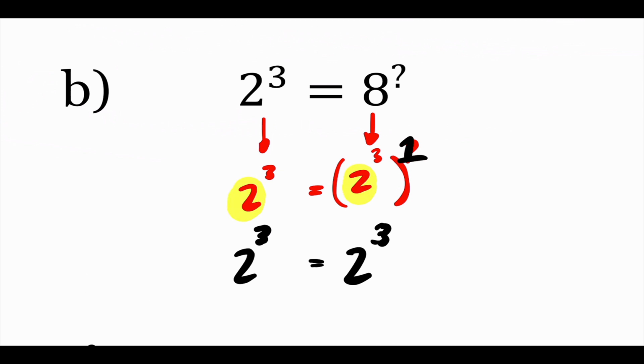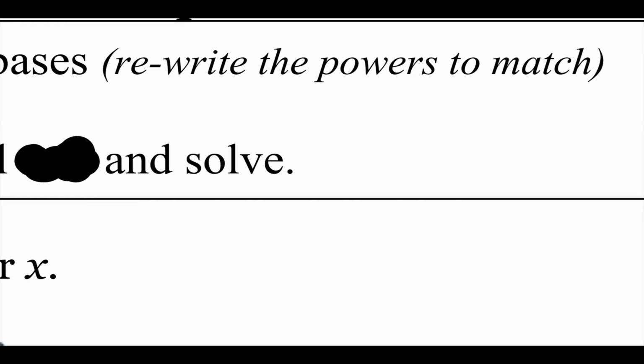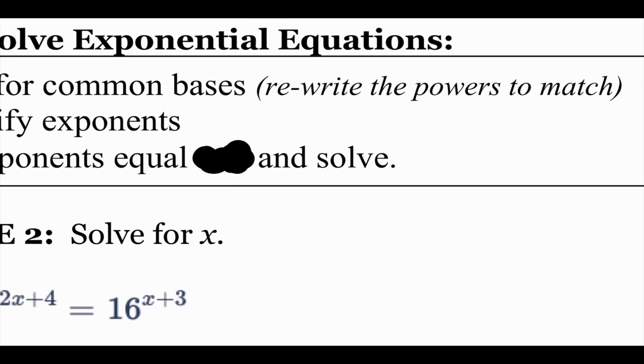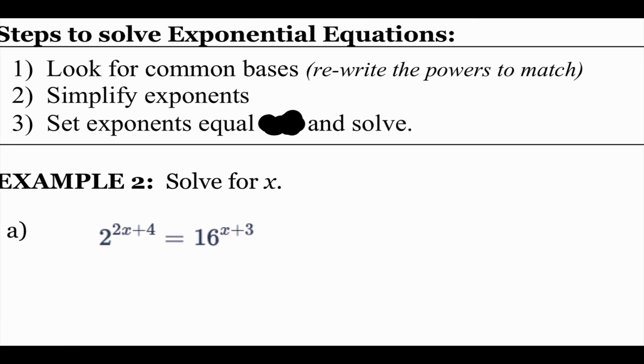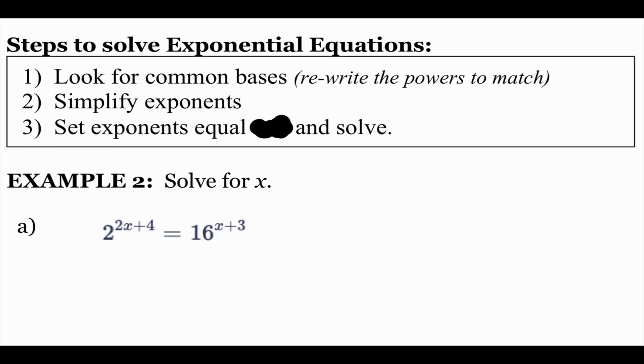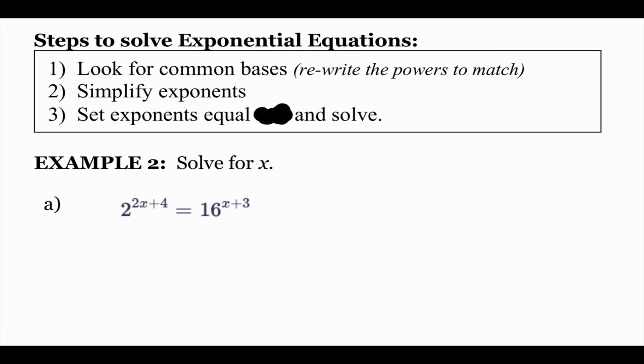That's our first step: make the bases match. Rewrite the problem so that the bases match if they don't match to begin with. That's the hardest part about today, step 1, and it's not really that hard, it's just sometimes a little tricky. Once we do that, we simplify the exponents, and then we set the exponents equal to each other and solve.